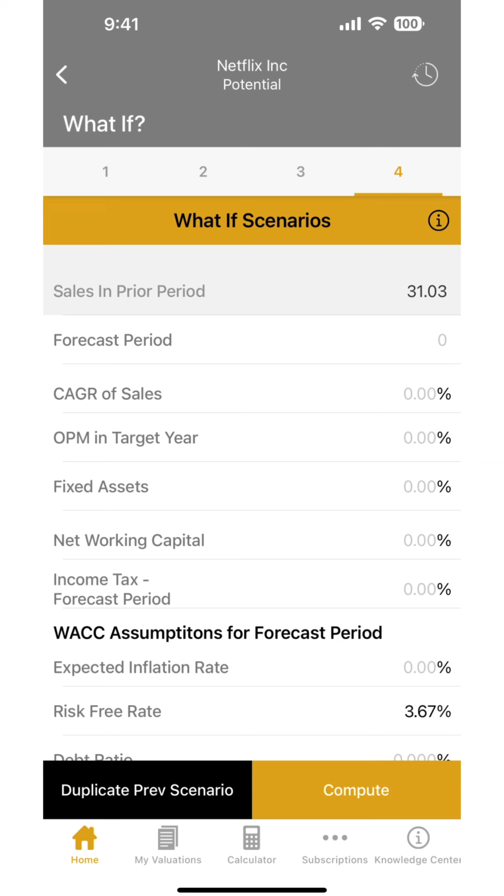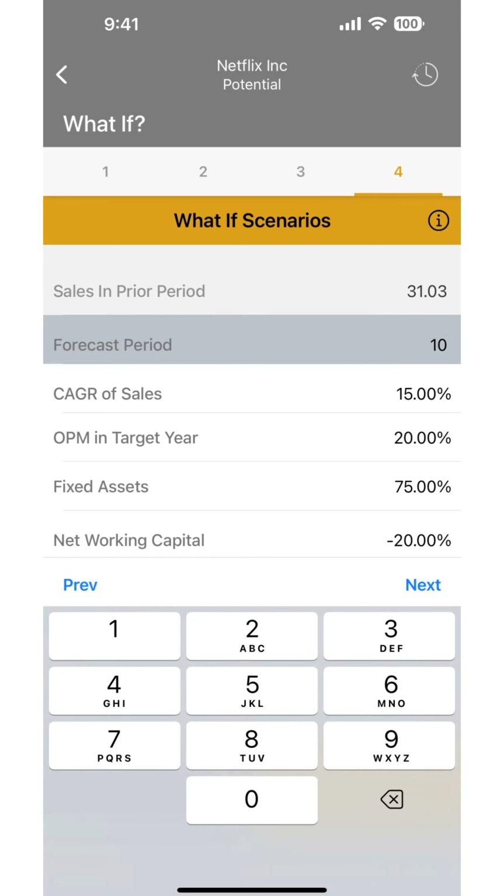Now advancing to the fourth scenario. Here, we have an option to duplicate the previous scenario. Here, we duplicate the previous scenario and then make changes in the value drivers. Thus, in the fourth scenario, we change the following. Forecast period is increased from 10 years to 15 years.